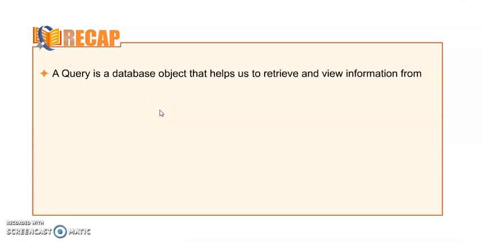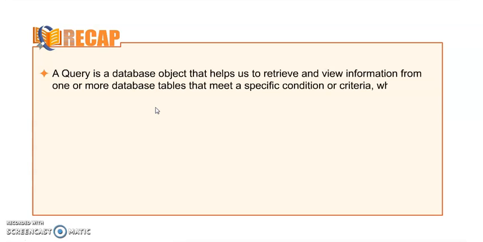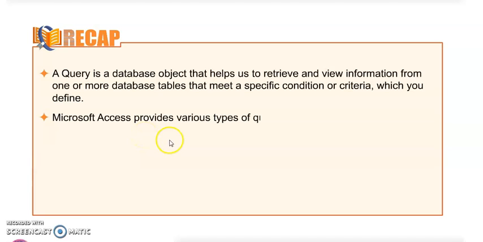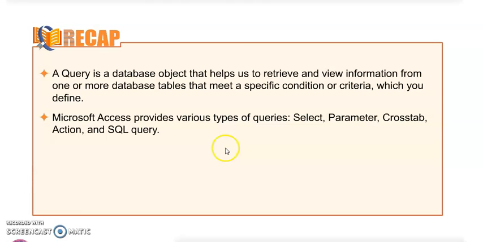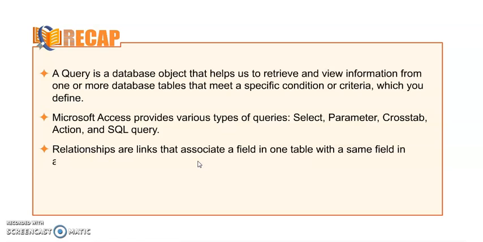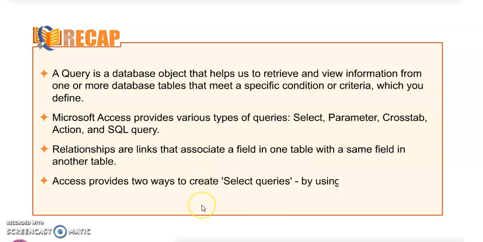Okay, now I will revise this lesson for you with these recap points. A query is a database object that helps us retrieve and view information from one or more database tables that meet a specific condition or criteria which you define. Microsoft Access provides various types of queries like select, parameter, crosstab, action, and SQL queries. Relationships are links that associate a field in one table with the same field in another table. Access provides two ways to create select queries: by using the Query Wizard and Query Design.